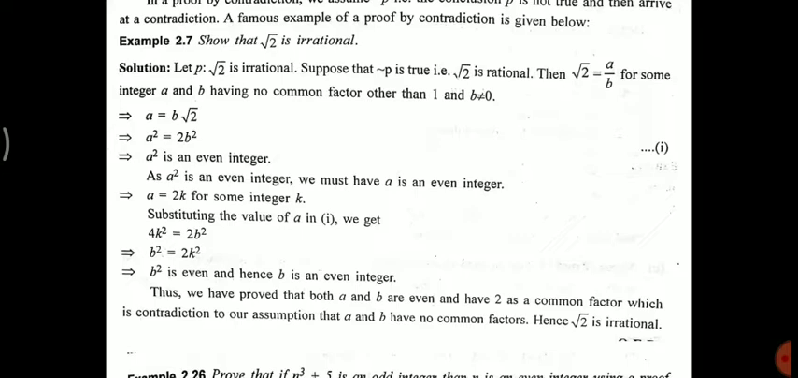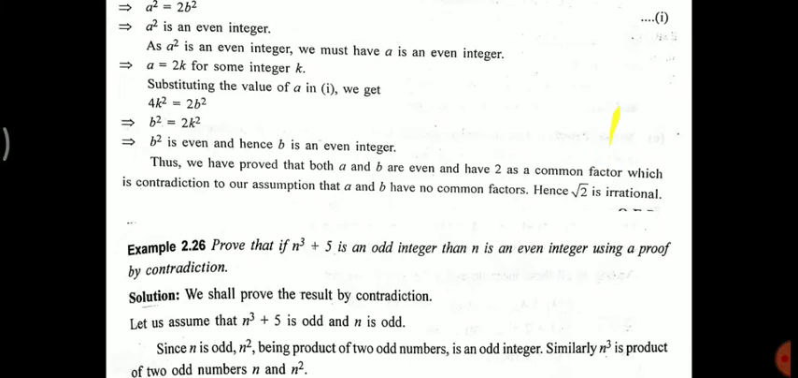And if a and b both are even, they have a common factor 2, but earlier we said that there is nothing common between them other than 1, so we are reaching a false conclusion. So our assumption was wrong, that means negation of p is false, that means p is true. P means root 2 is irrational is true. One more example is given.